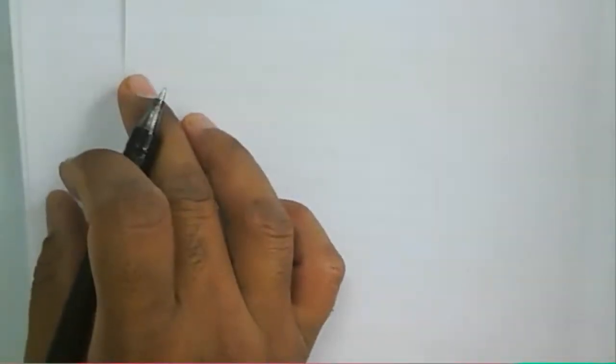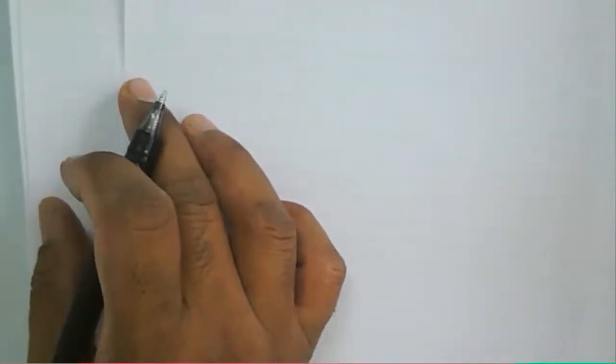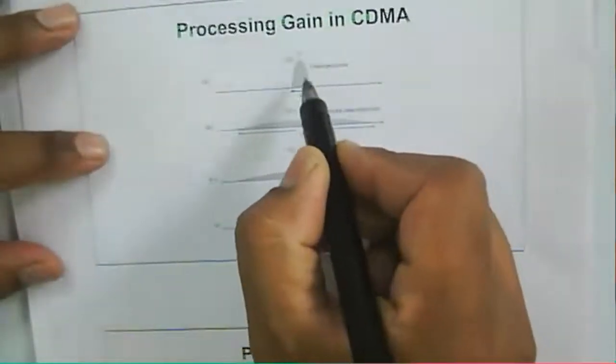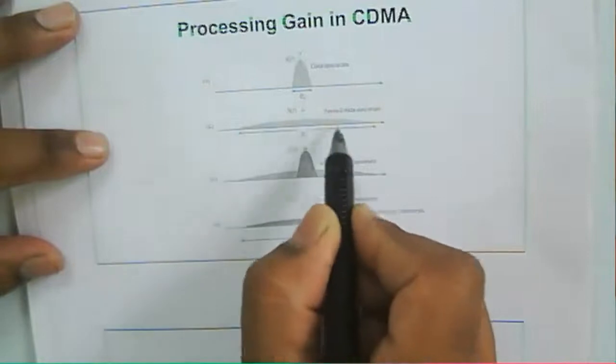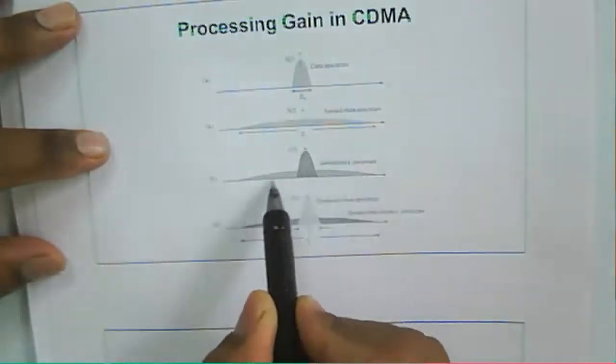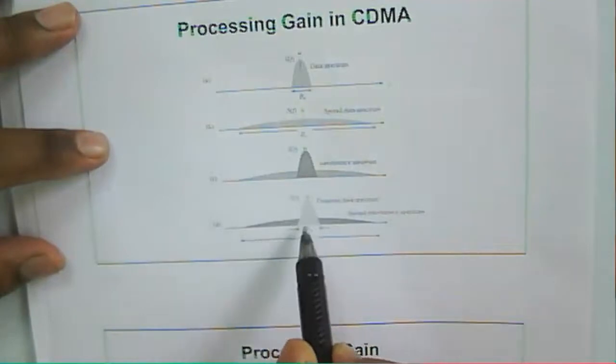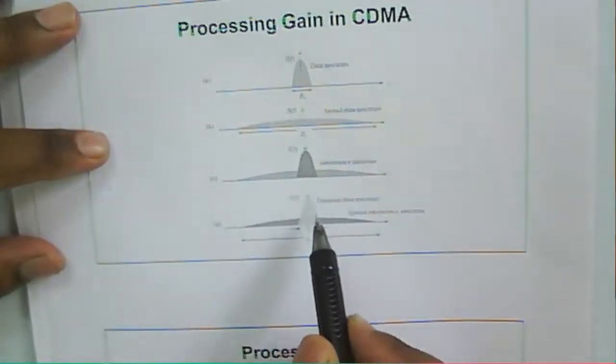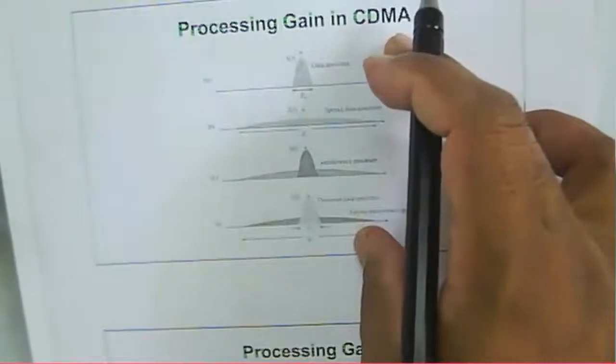Now next we can consider the frequency hopping CDMA. Or we can see it in another way: we have the data spectrum, we have the spread data spectrum, then this one is the interference spectrum, and then the despread data spectrum. From this we get the output here, and we can calculate another component from this.